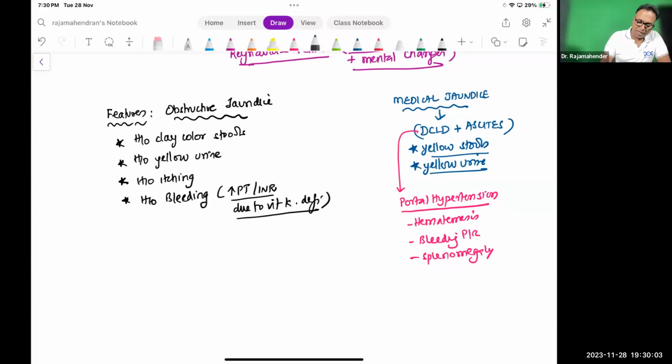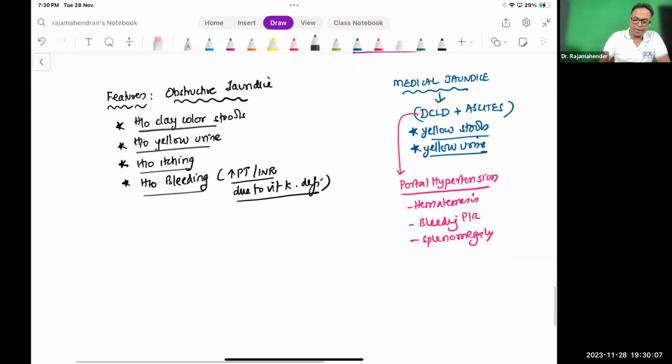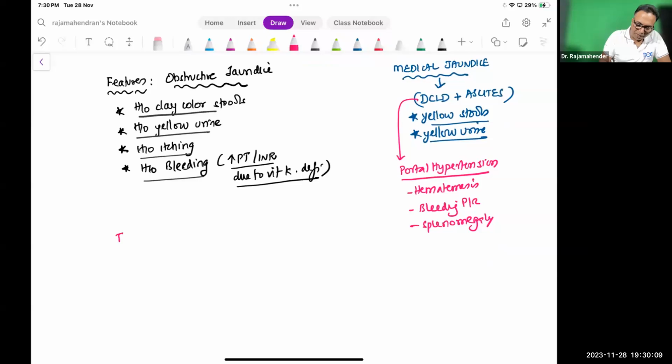So in an obstructive jaundice case, ask the history of clay color stools, history of yellow urine, history of itching, history of bleeding. And you should ask about any treatment history done for the patient. So many times the patient would have taken some native treatment. Definitely they will tell you, I took some native treatment. That definitely they will tell you, the native treatment history.